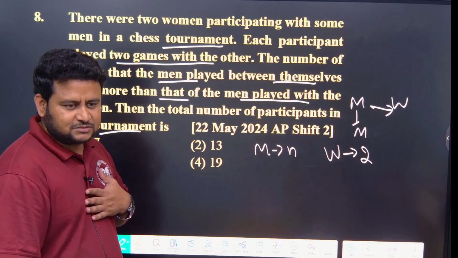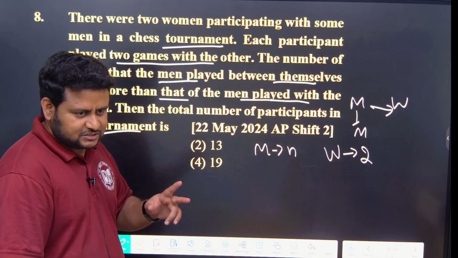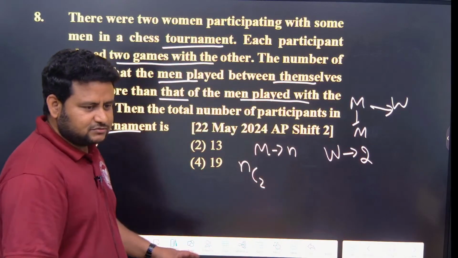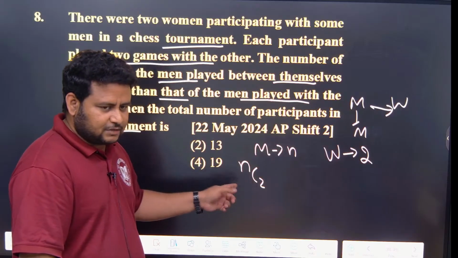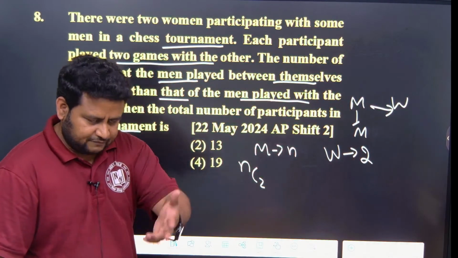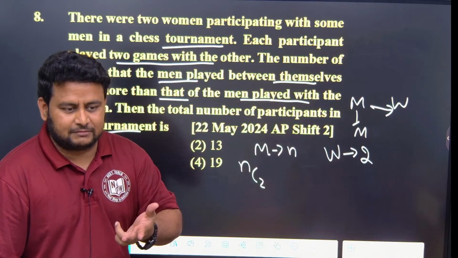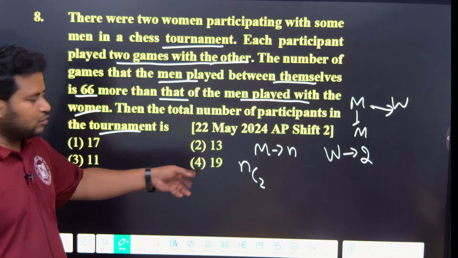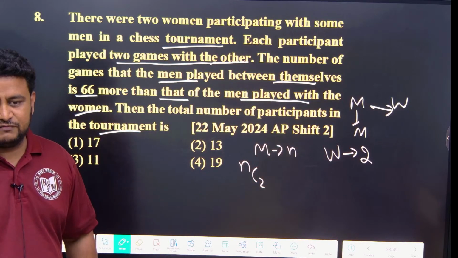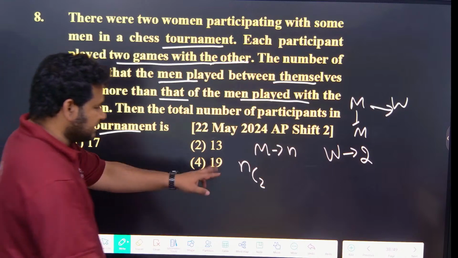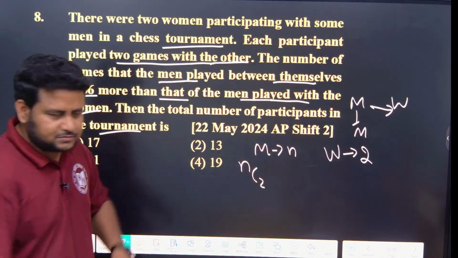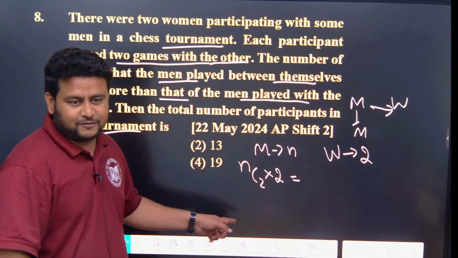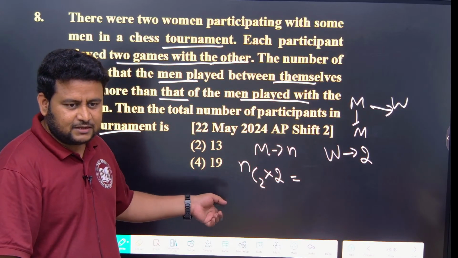To play a chess game, 2 persons are required. Among n men, 2 persons will play. One person will play with another person, but each person will play 2 games with another. Suppose I and Sharan are playing, we play 2 games with each other. That means nC2 is 1 game; 2 games means I should multiply by 2. So these are the number of games played by men within themselves.